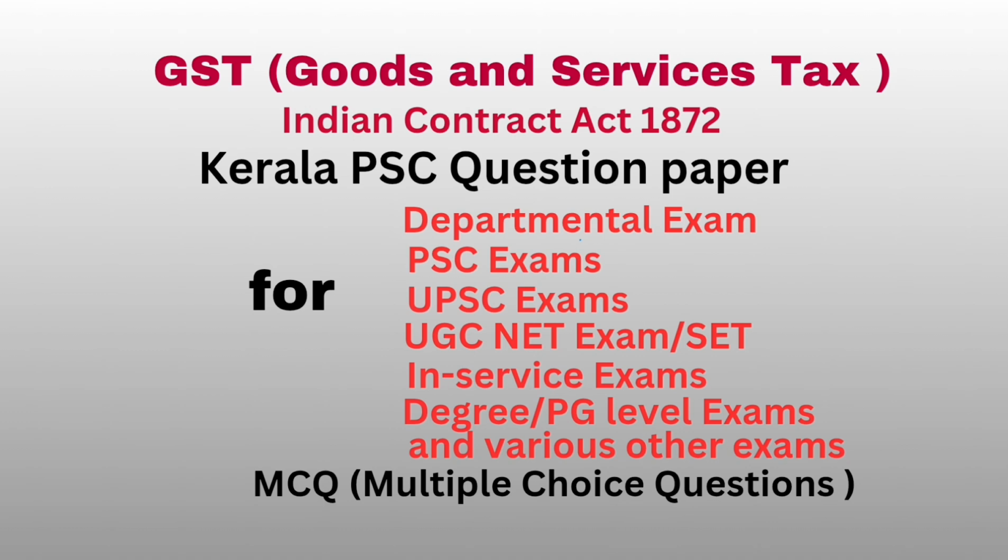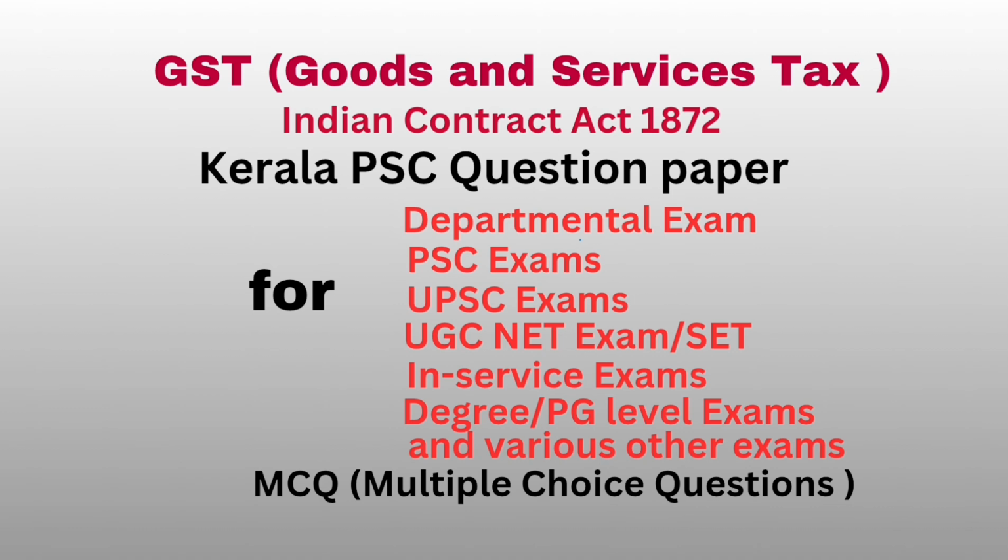Question number 60. Which of the following is not a condition for a person to be competent to contract? Option A, must be major. Option B, must be of sound mind. Option C, not disqualified from contracting by any law. Option D, none of the above. Correct answer, option D, none of the above.